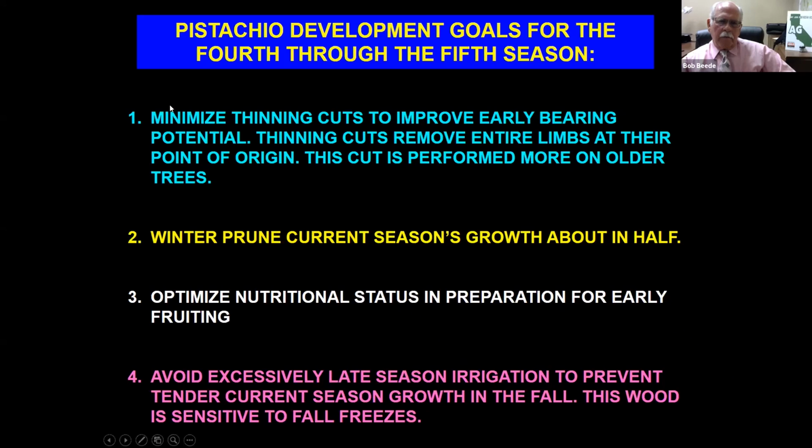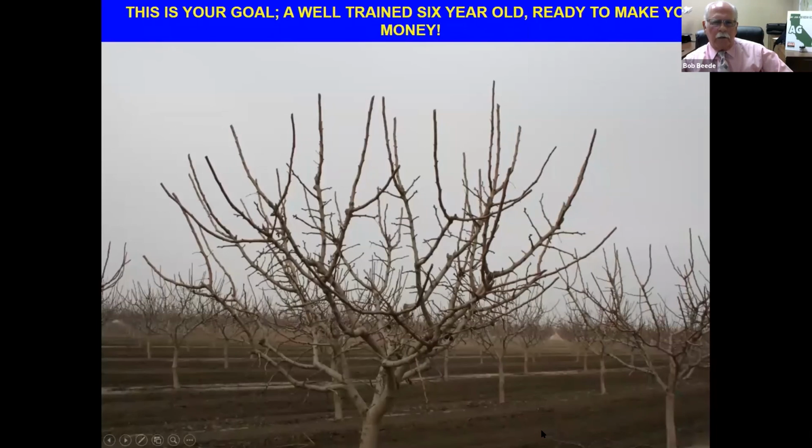We're almost done here. So we minimize the thinning cuts to improve early for the 4th and 5th growing season. We don't do a lot of thinning cuts now because we don't want to over prune the tree. That's removing an entire branch from its point of origin. Instead, we're performing heading cuts principally just to shape the tree. We winter prune current season's growth about in half, optimize the nutrition again, and avoid late season irrigation to prevent the tender current season's growth from getting frost injury.